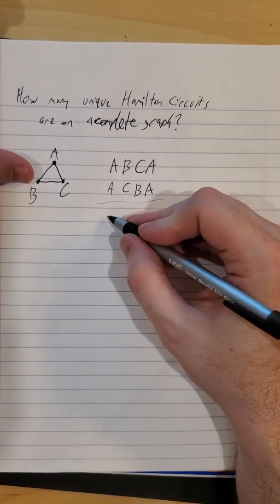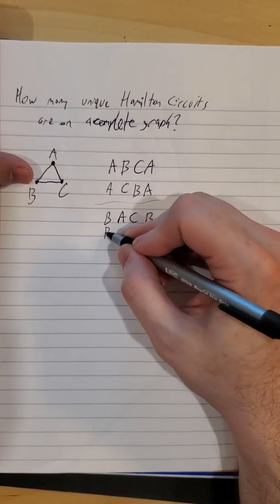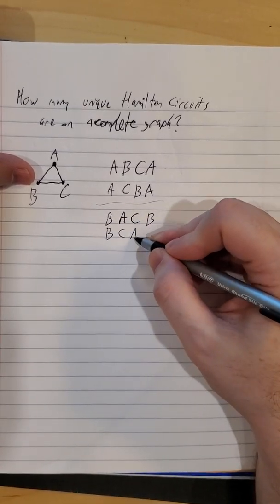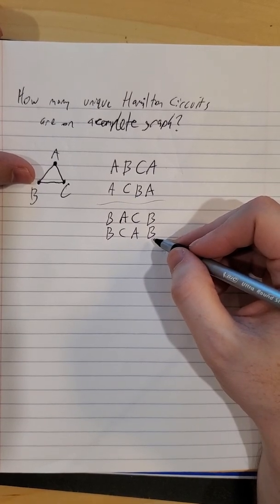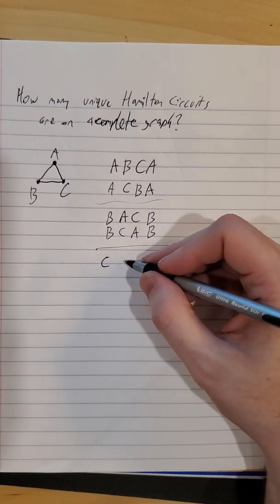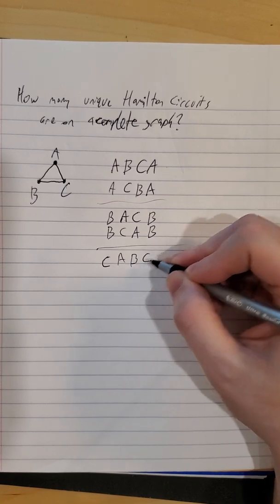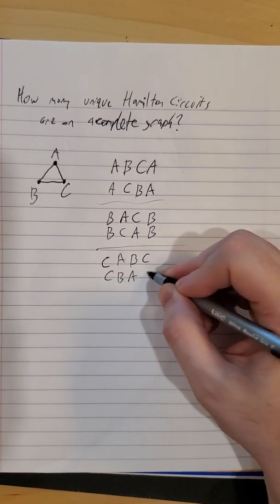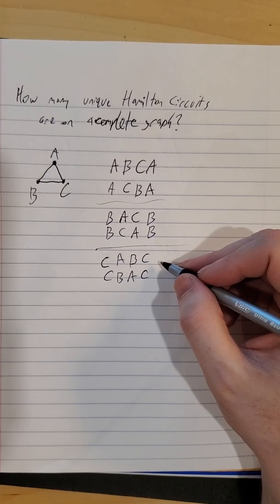We could start at B, go to A, go to C, go back to B. Start at B, go to C, go to A, go back to B. And of course we can start and end on C. C to A to B to C, C to B to A to C.